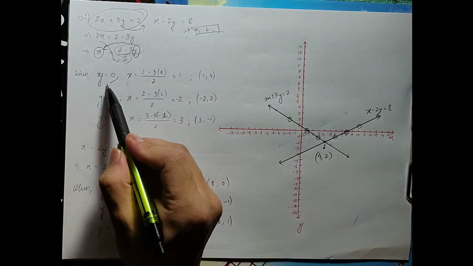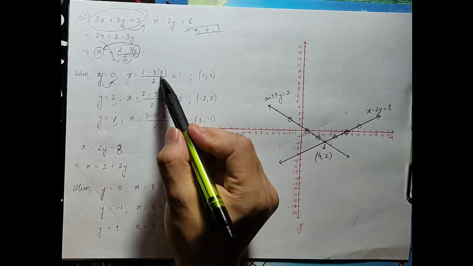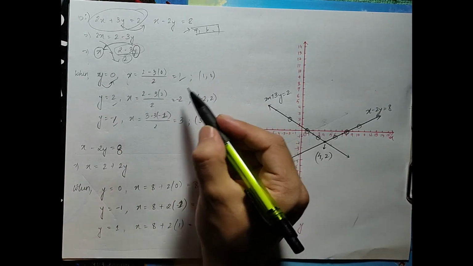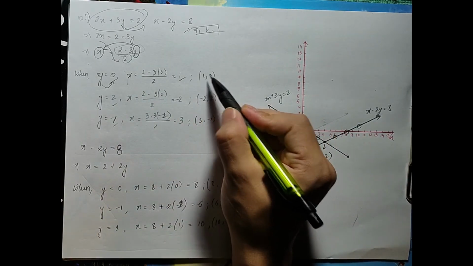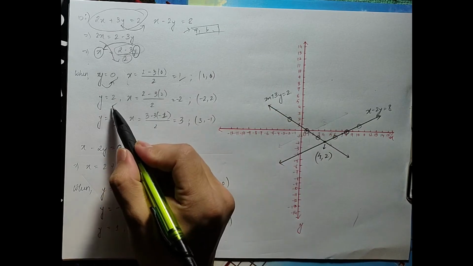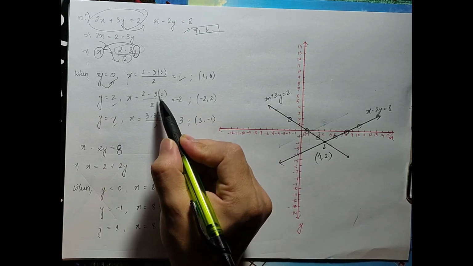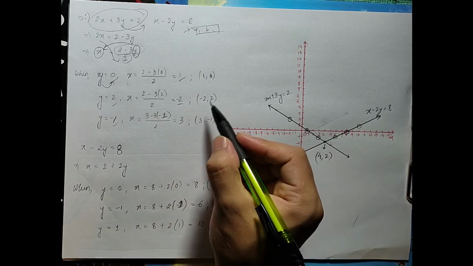So the first value that I've taken for y is 0. Then if you substitute 0 here, then 3 zeros are 0, 2 minus 0 is 2, and 2 divided by 2 is 1. So y is 0, x is 1, so your coordinate becomes 1 comma 0. Similarly, if y is 2, then 3 2s are 6, 2 minus 6 is minus 4, minus 4 by 2 is minus 2.